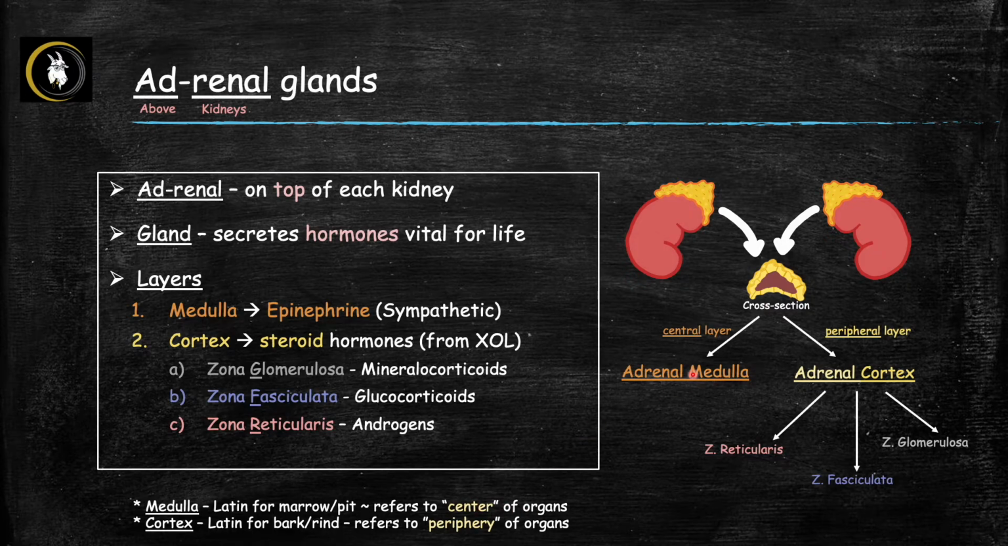The adrenal medulla secretes only one hormone, and that hormone is epinephrine. You know that epinephrine is the main hormone of the sympathetic nervous system, so it's the one responsible for our fight or flight response. So that's the adrenal medulla, the central layer, that's it.